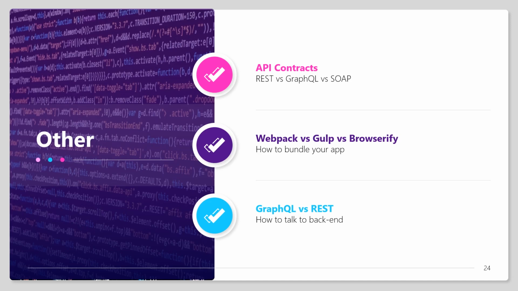And how do you handle it? And then as you're using a lot more tools, and especially if you're using frameworks, you'll notice that sometimes there's things it won't do that you need to do. So you might have to jump into Webpack or Gulp or Browserify. So you have to look at these different tools that bundle your app together. And then this is kind of redundant, but GraphQL versus REST, how to talk to a backend.